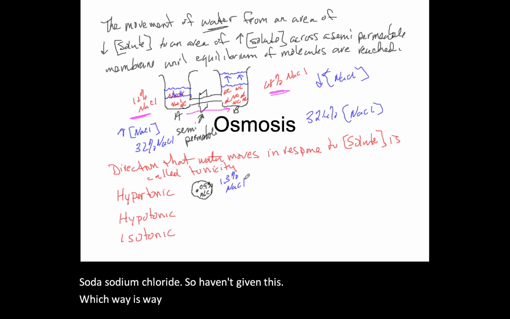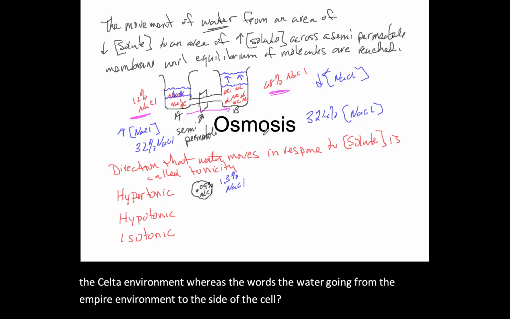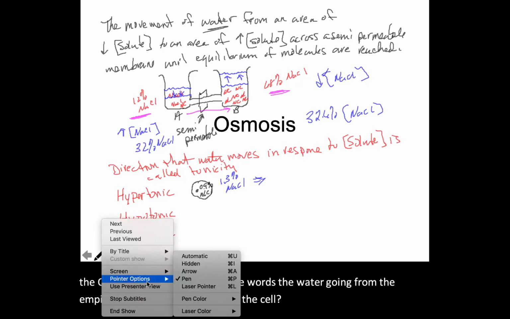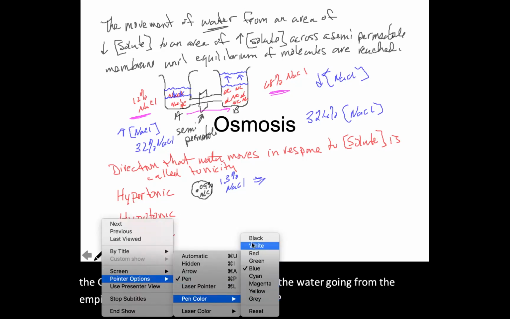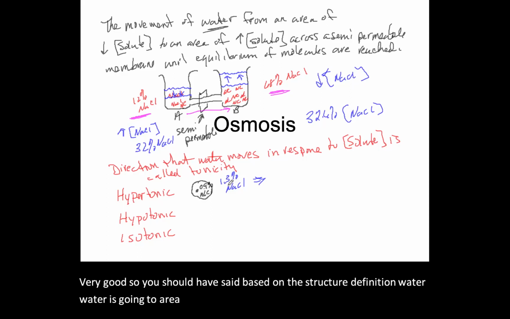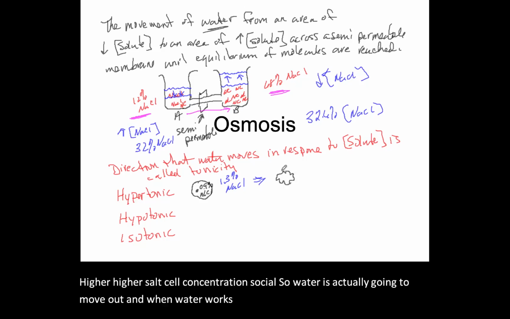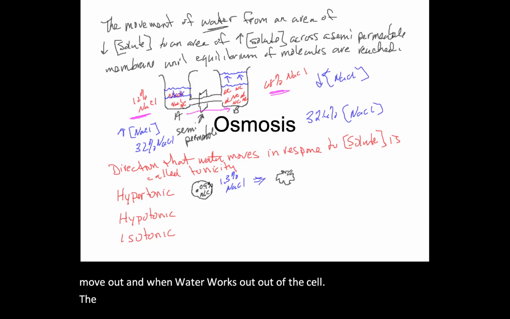So given this, which way is water going to move? Is water going to move from the cell to the environment, or is the water going to move from the environment to the cell? Very good. So you should have said, based off our definition, water is going to move from an area of lower solute concentration to higher solute concentration. So water is actually going to move out. And when water moves out of the cell, the cell shrinks, because water is moving out.